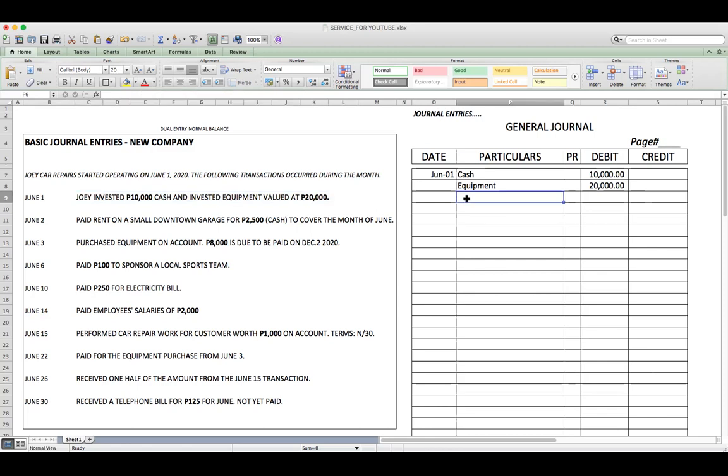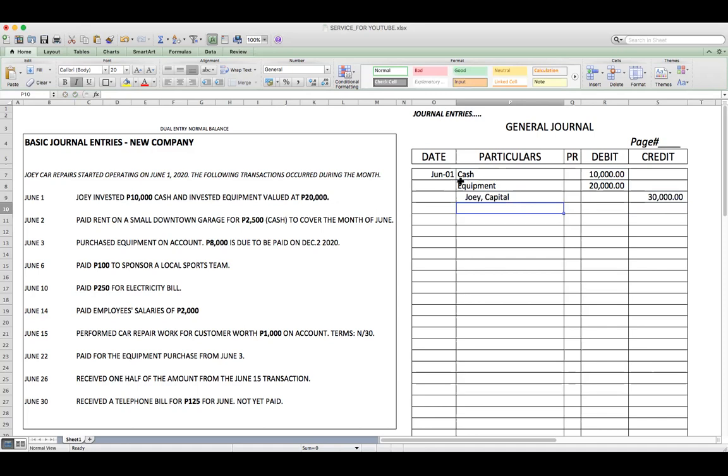And then ang ating credit, ano ba nawala sa atin? Hindi mo masagot, di ba? Ano ang ibinigay natin? Wala naman. Pero pwede nating sagutin yung tanong na ano ba ipinagkaloob natin? Pinagkalooban natin si Joey ng tinatawag na capital account. Ipinangalan natin kay Joey yung capital account dahil siya ay nagbigay sa atin ng halagang cash at equipment at ang total nun ay 30,000. Okay?